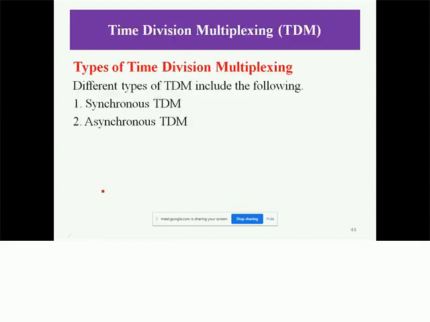Time division multiplexing is basically classified as synchronous TDM and asynchronous TDM. We also have types of communication, like synchronous communication and asynchronous communication. Synchronous communication means synchronization is required, meaning a synchronization pulse is required between input and output, and also for multiple input signals. So that is your synchronous TDM. And in case of asynchronous TDM, no synchronization is required.